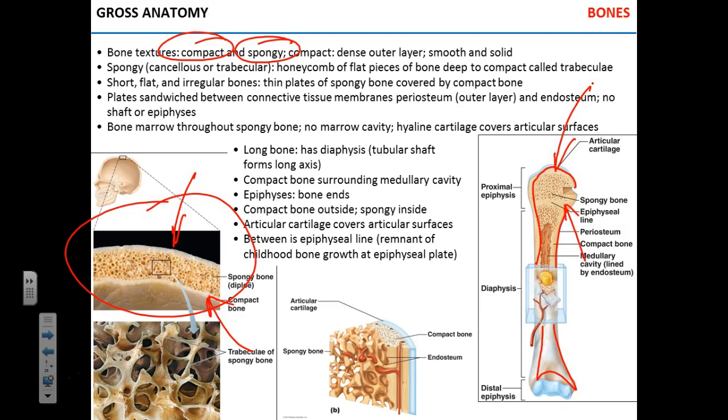Spongy bone, which is also called diploid, or trabecular bone, or cancellous bone. It's the network of lattices and rods, okay? These lattices and rods are called trabeculae. Spongy bone is always deep to compact. Here, in this illustration of the flat bone, you can see that spongy bone is pretty much sandwiched between two layers of the compact bone.